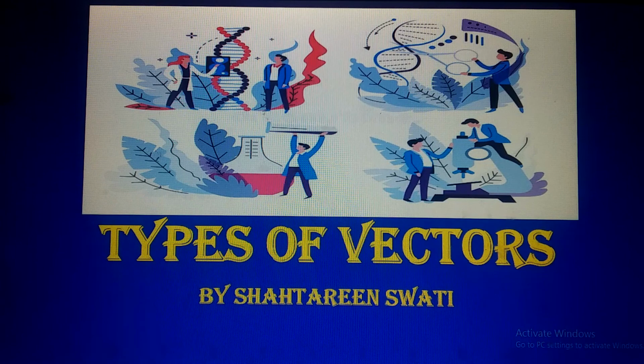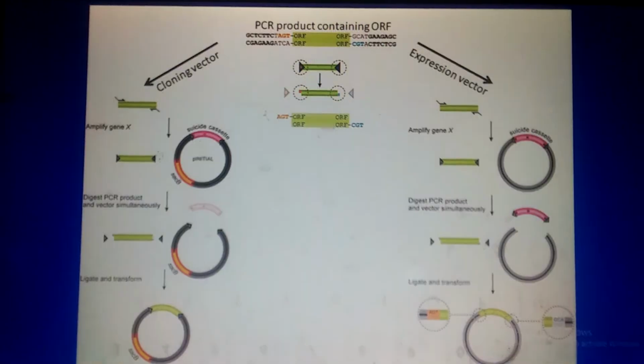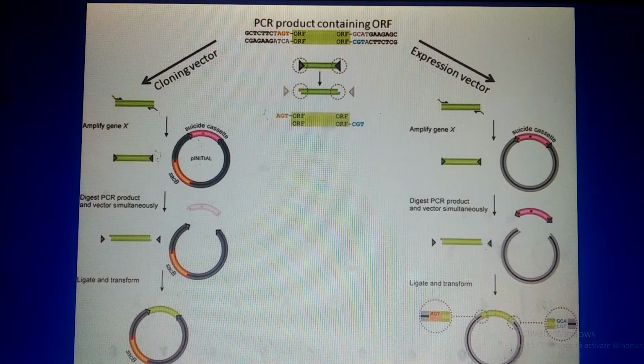So now I'm starting my lecture about the vector. In this lecture I will try my best to cover the cloning vector, and in my next lecture I will discuss the expression vector. First of all I will discuss the cloning vector. What is basically the cloning vector, and what is a vector? Basically the vector is the carrier, the vehicle which is used for the transferring of the gene from one organism to another organism.